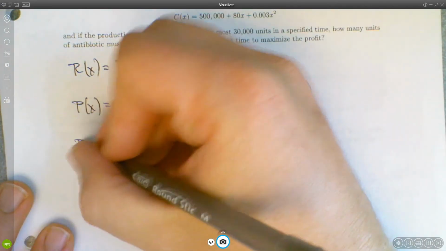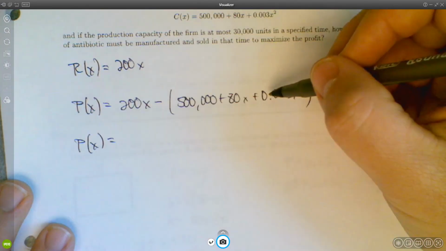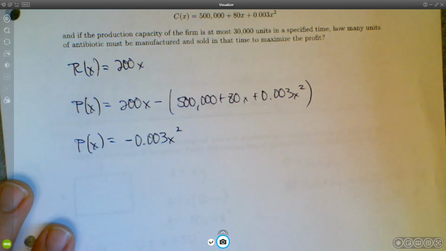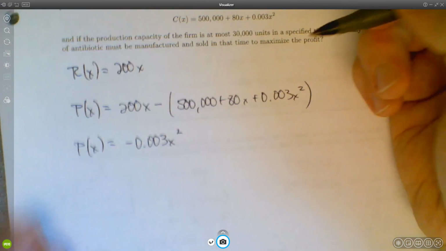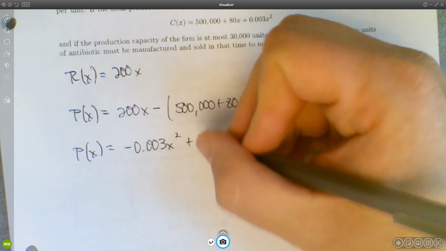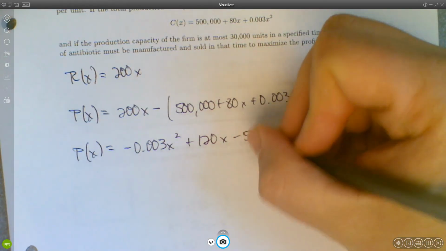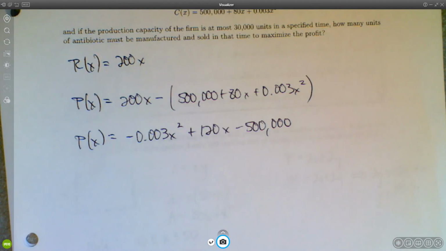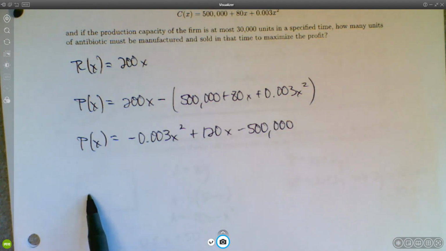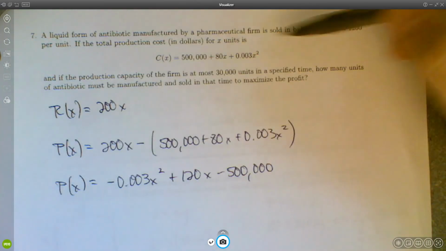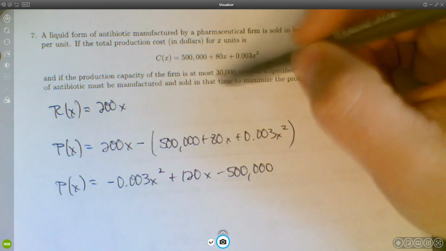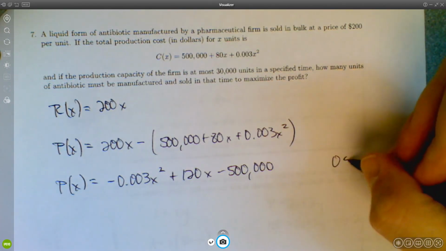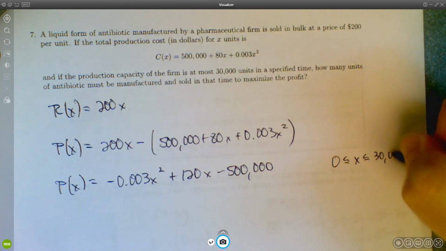Which we can simplify. I'm going to rewrite this in descending order. I've got a negative 0.003x squared. 200 minus 80 is 120, so plus 120x, then minus 500,000. Okay. So this is the profit, and we want to maximize the profit. Now, we're told that the production capacity is at most 30,000. So I'm going to say, X has to be between 0 and 30,000.